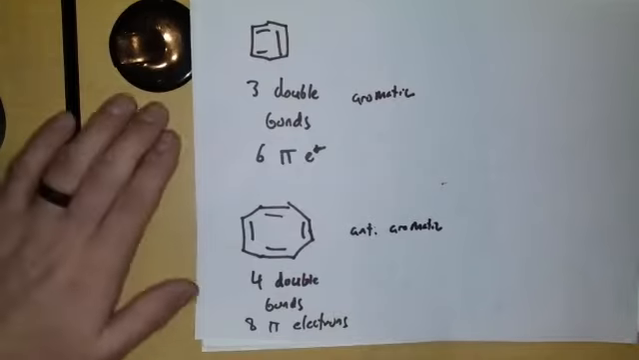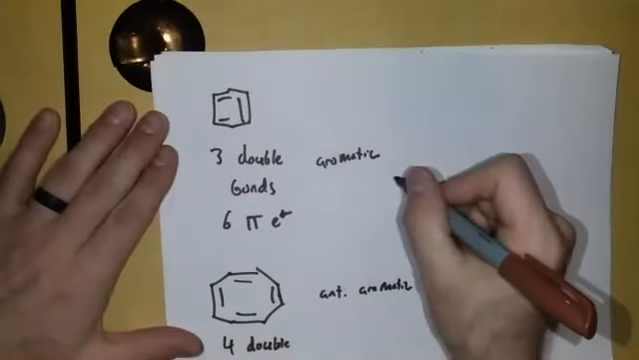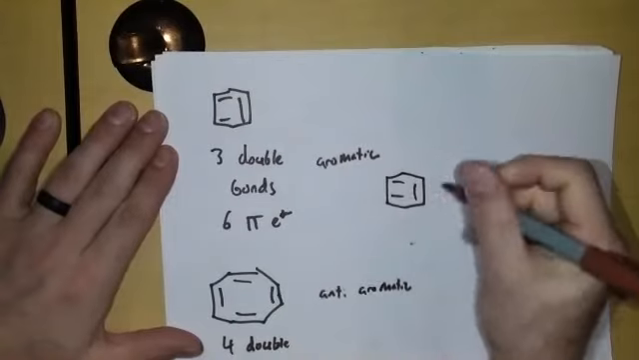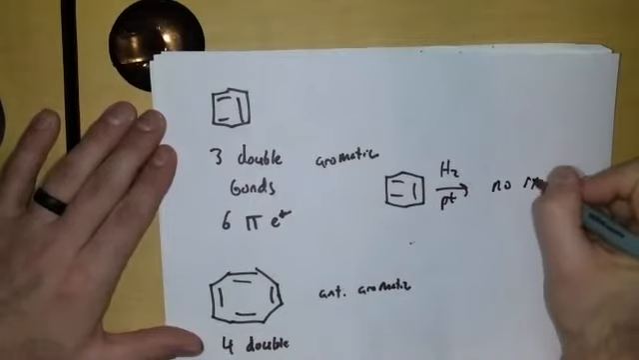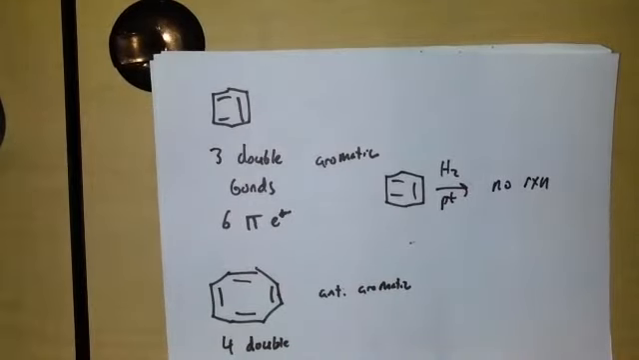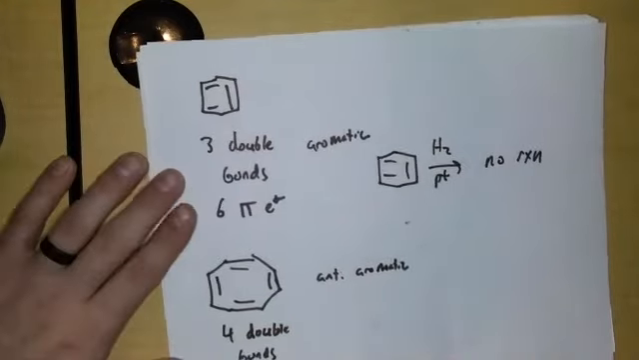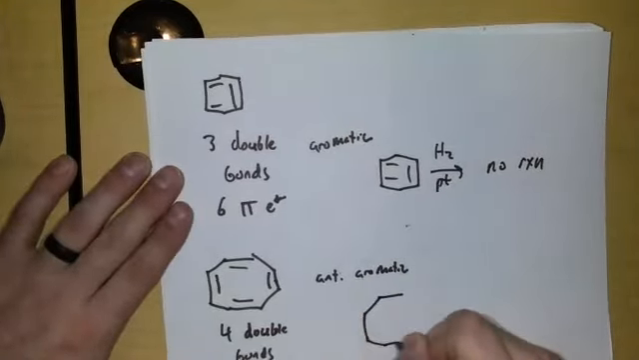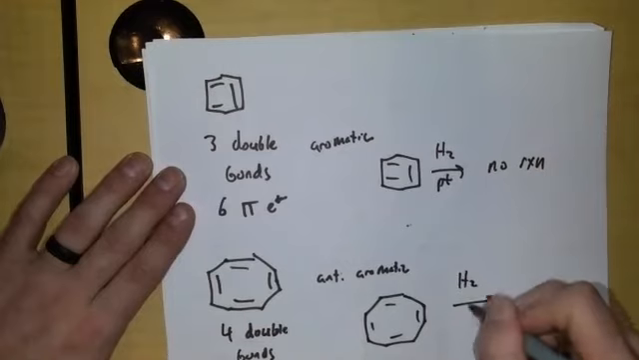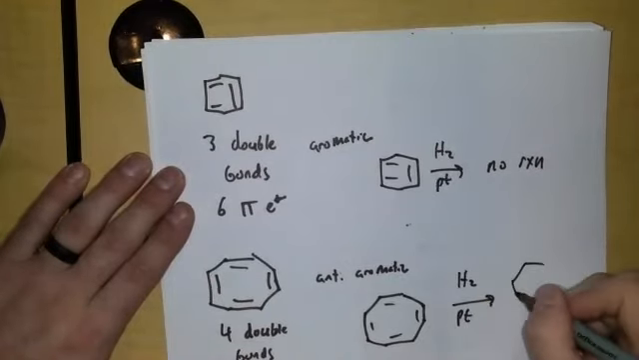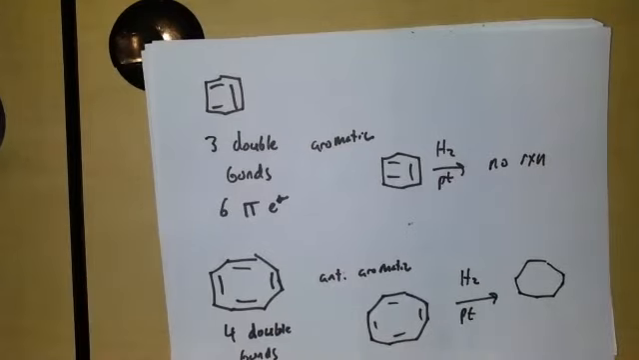I'll talk a little bit more about this later on, but aromatic compounds are incredibly stable. So if we were to take benzene, put in H2 and platinum, this is going to give us no reaction. You're not going to be able to reduce these. Versus if we take this anti-aromatic, which is highly reactive, and throw in H2 and platinum, it's going to immediately reduce it. And that's really going to be your difference, is that these anti-aromatics are highly reactive.